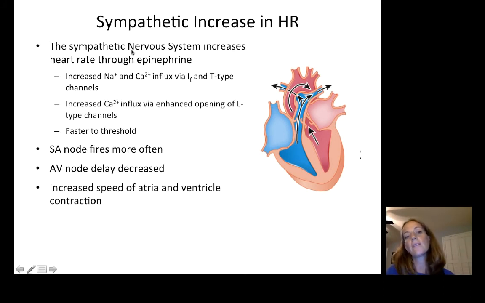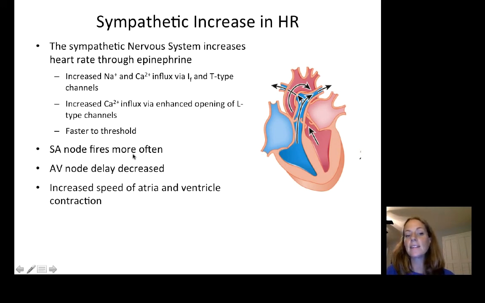The sympathetic nervous system increases heart rate. We know this, right? During exercise, epinephrine or adrenaline makes your heart pump really fast. It also turns out to pump harder. We'll talk about that in a second. But the sympathetic nervous system releases epinephrine, and this increases sodium and calcium. Increasing sodium and calcium is going to get you faster to threshold, bigger depolarizations, and enhanced opening of these channels.